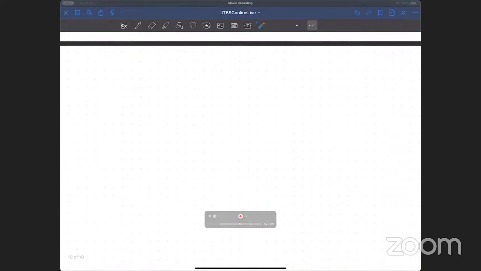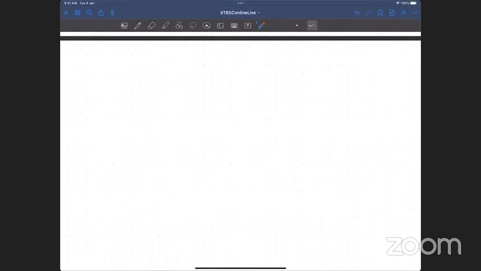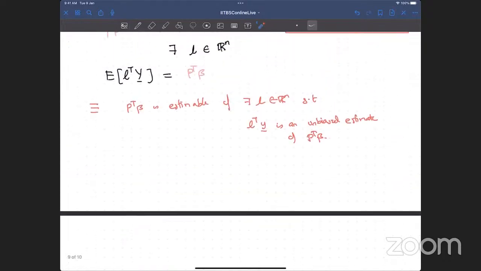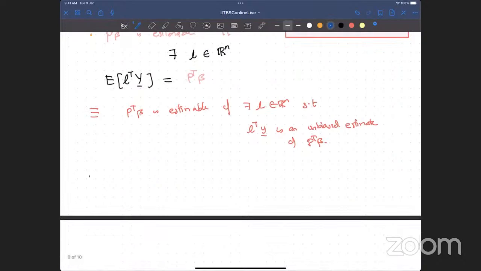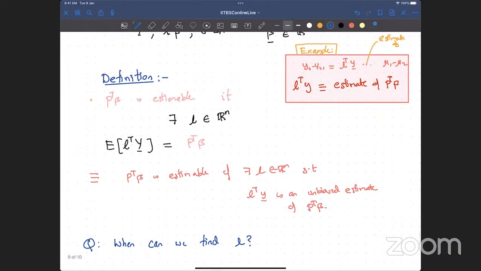So now the question comes: when is it possible? When can I find this y? So when can I find an L? Someone asked me just now whether it is a learning parameter or whatever, but I don't want to go there. You give me P transpose beta, you give me P. I want to go find an L. When can I find an L?